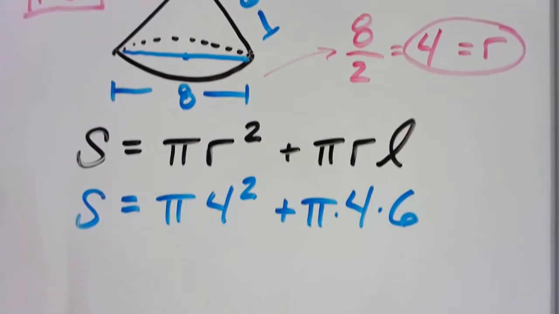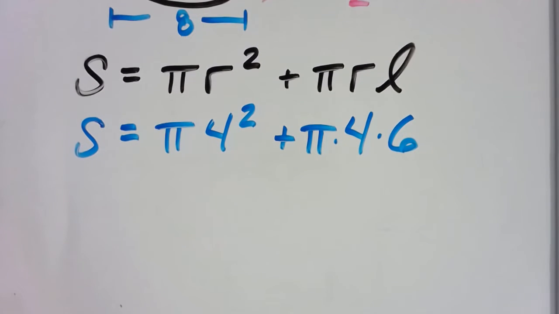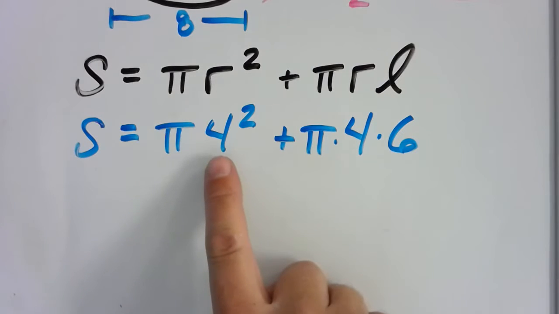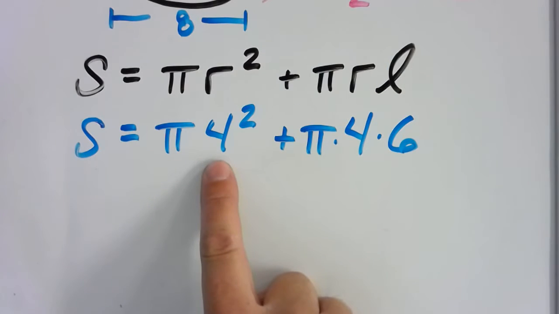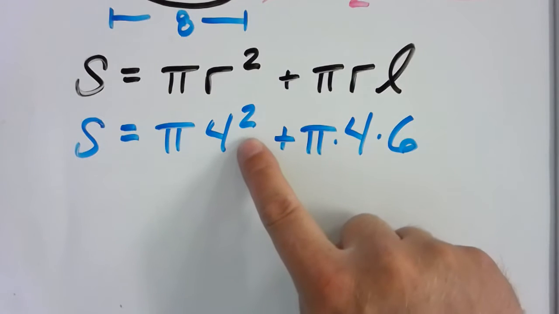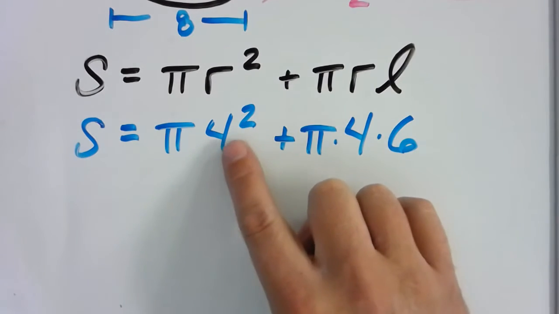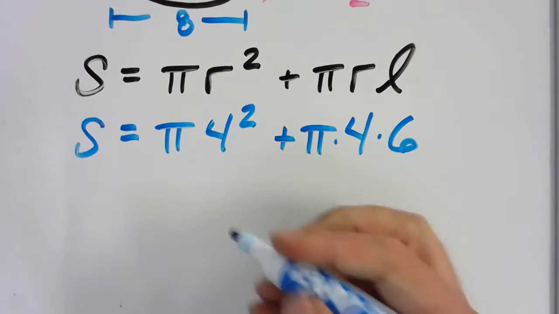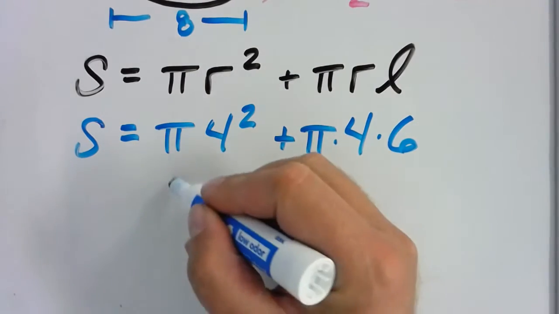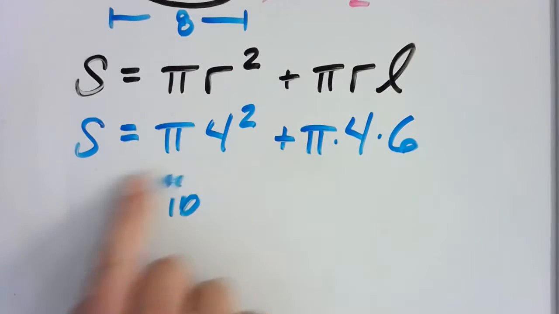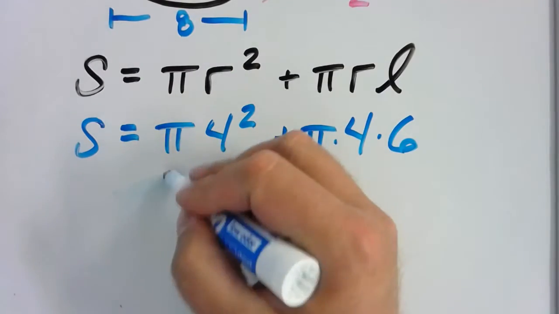So at this point, now it's just doing the math, the button mashing on your calculator. Again, the one thing that I want to emphasize here, the one mistake that a lot of students make is that they do pi times 4 before squaring it. Order of operations dictates that I have to do this first before anything else. So 4 squared, or 4 times 4 is 16. That's 16 times pi gives me 16 pi.